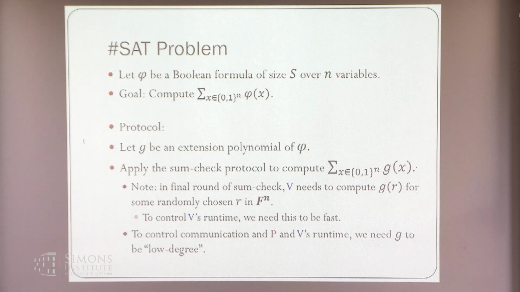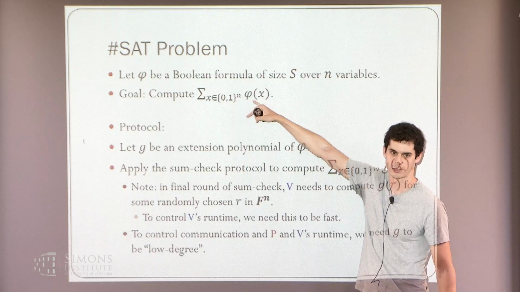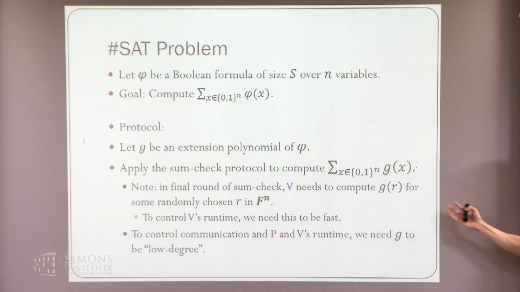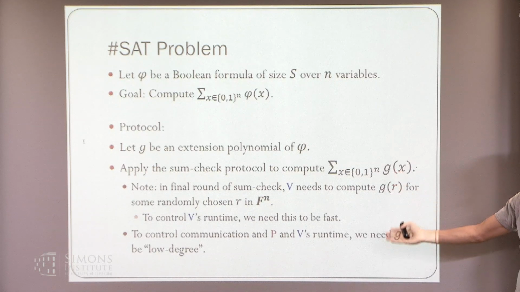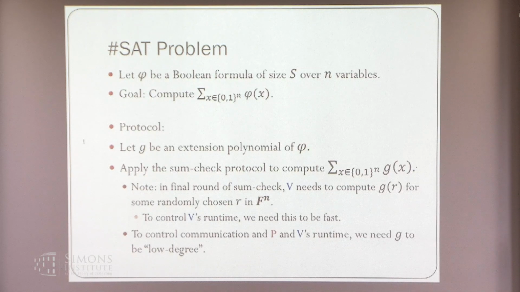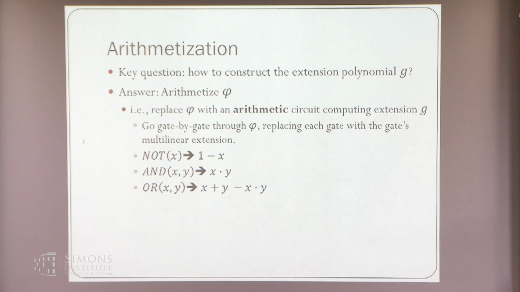Any other questions? So to summarize this protocol, all we're doing is applying the sum check protocol to an extension polynomial of this 0, 1 valued function phi. But in order to fully specify the protocol, I have to tell you how exactly this extension is defined to ensure that it's low degree and the verifier can evaluate it efficiently at a point. Okay, so that's the key question. And the way you do this is a technique called arithmetization. Right, so this is what arithmetization does.